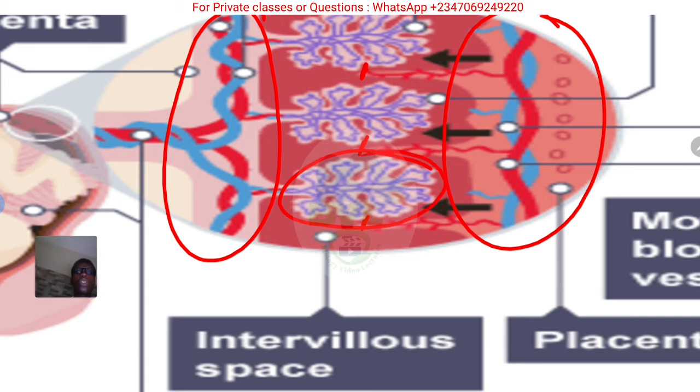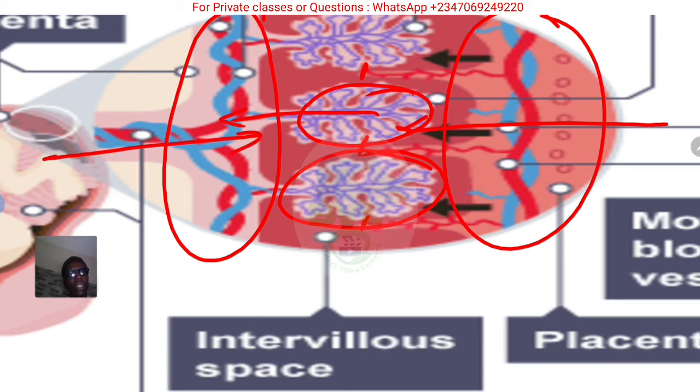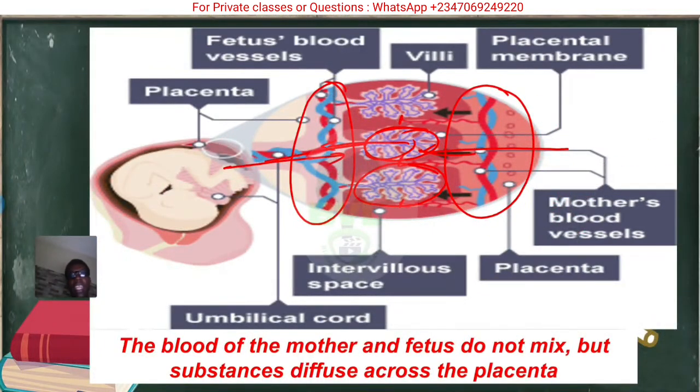So the blood does not mix directly. The nutrient coming here will diffuse into this villi and go to the baby's blood. And the waste product coming from the baby diffuses into the villi and goes to the mother. So it doesn't mix. That's why a woman can be HIV positive and her baby is still HIV negative.